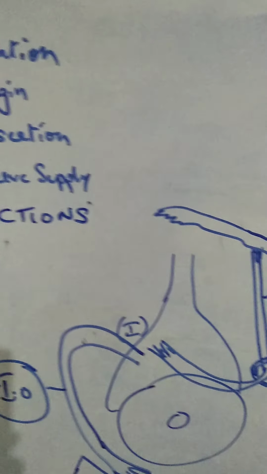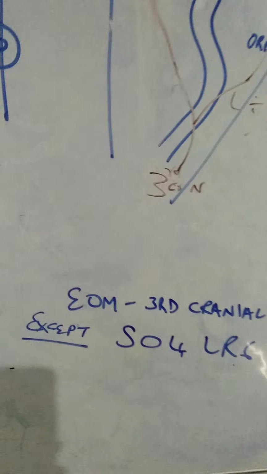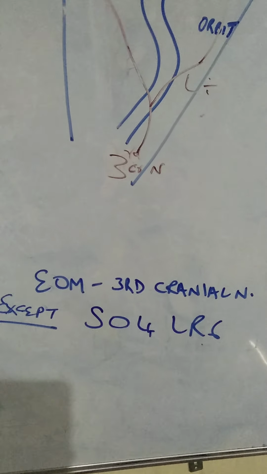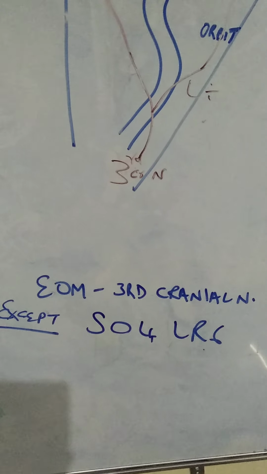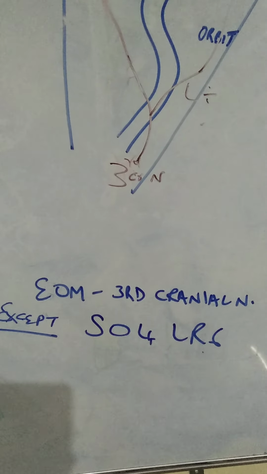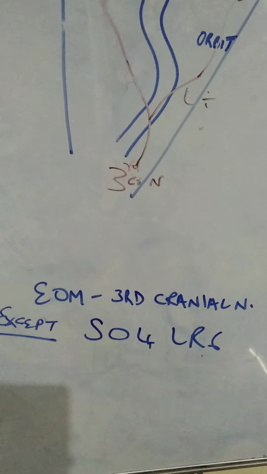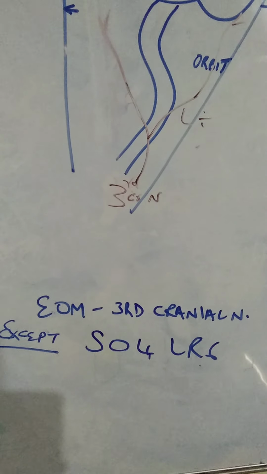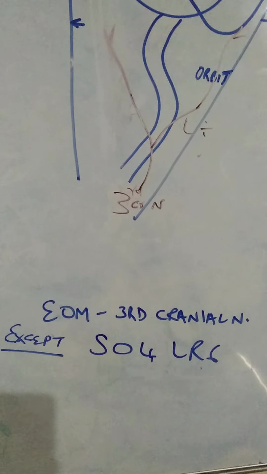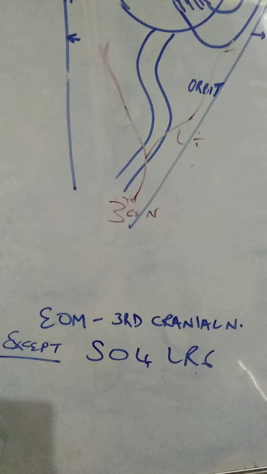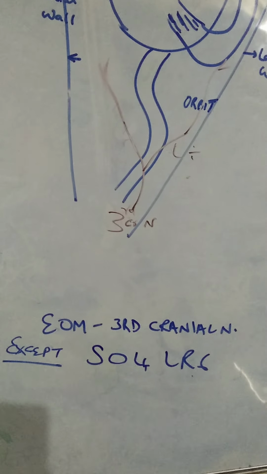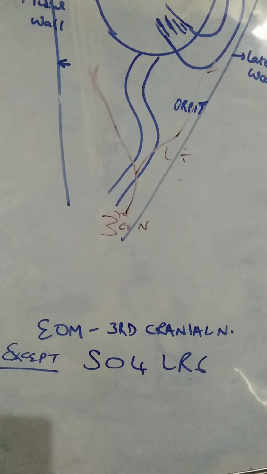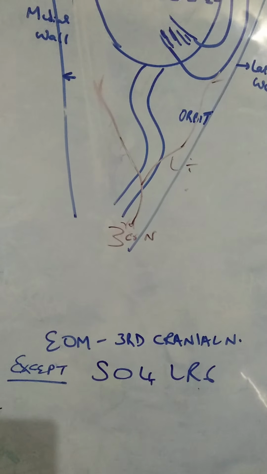Now nerve supply. There is one statement to remember: all the extraocular muscles are supplied by the third cranial nerve, that is the oculomotor nerve, except SO4 LR6. SO means superior oblique, and 4 means the fourth cranial nerve or trochlear nerve, because the superior oblique passes through a pulley called the trochlea. You can see one video of mine on the superior oblique and trochlear nerve. Then LR means lateral rectus, supplied by the sixth cranial nerve, the abducent nerve. You can see one more video on the lateral rectus for a better understanding.